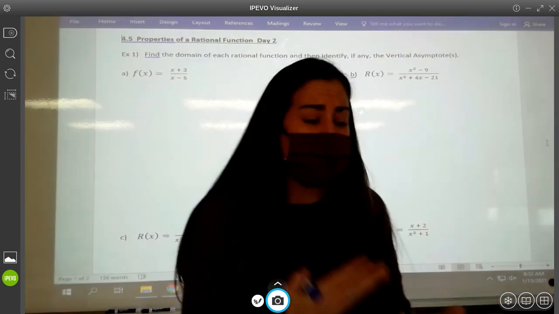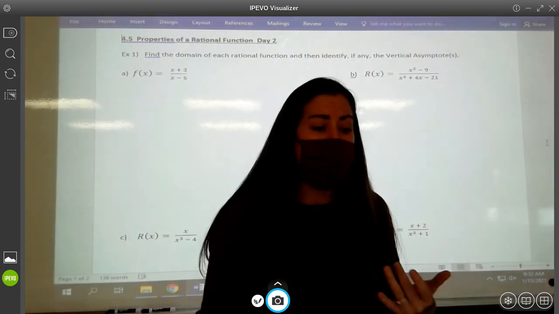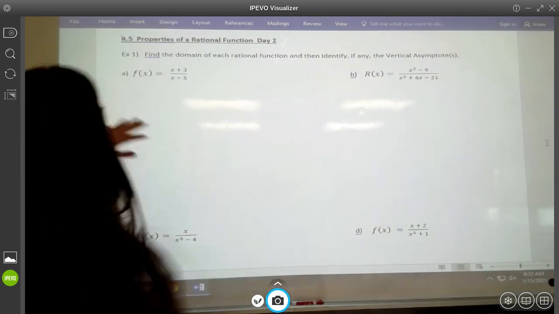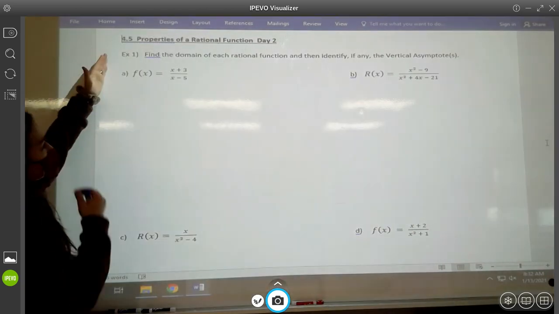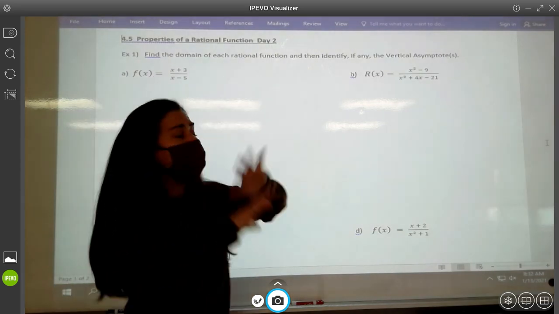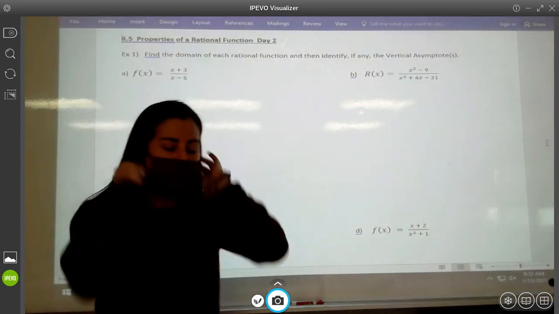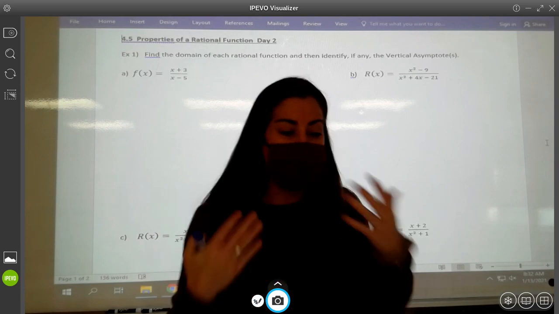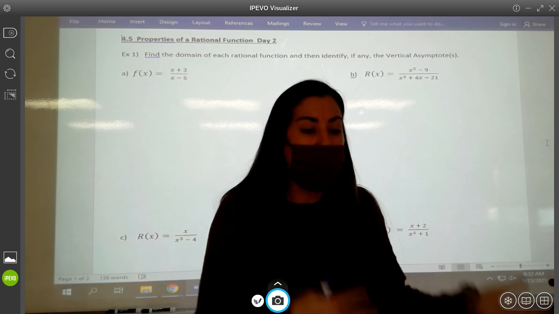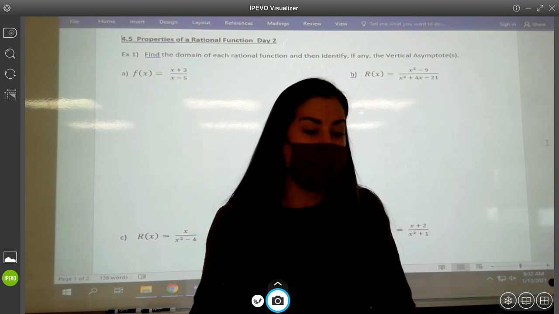So these important components, your vertical asymptotes, your horizontal or oblique asymptotes. If we look here, in the first question, they ask you to find the domain of each rational function and then identify, if any, the vertical asymptotes. Remember, your domain is an important part of the puzzle because it's basically telling you who the bad guys are. Who are the x values that you would never want to plug into this function?